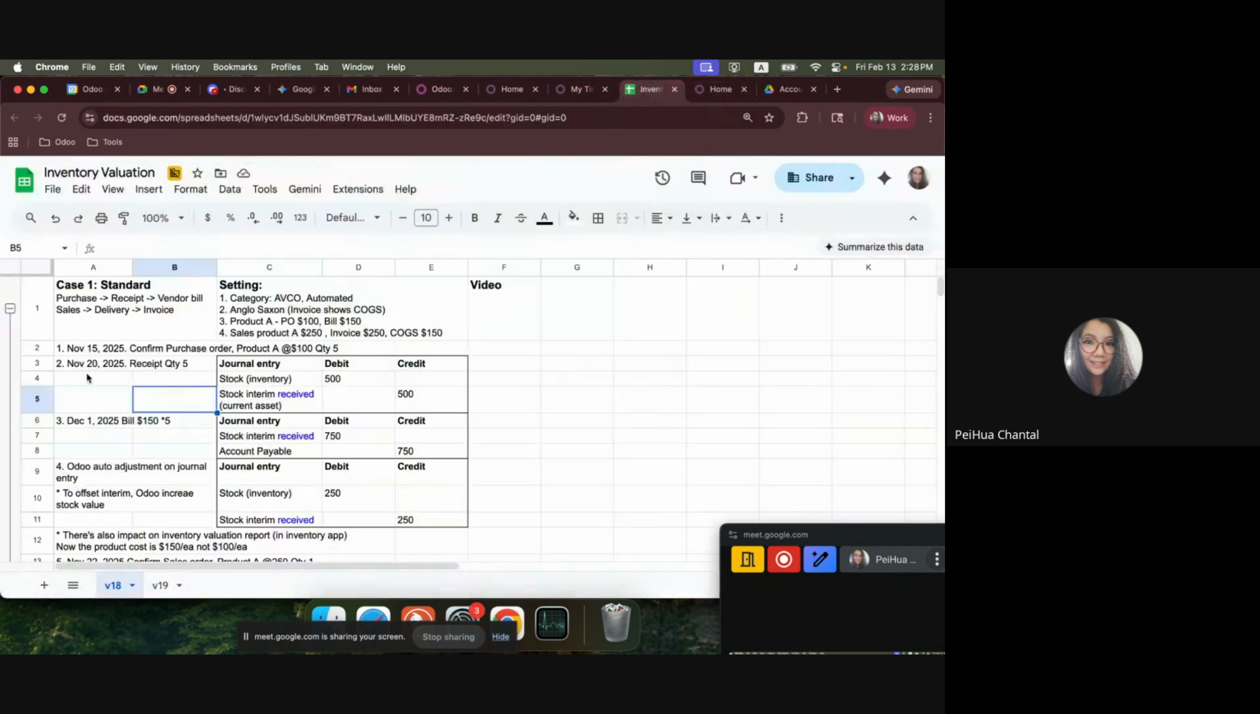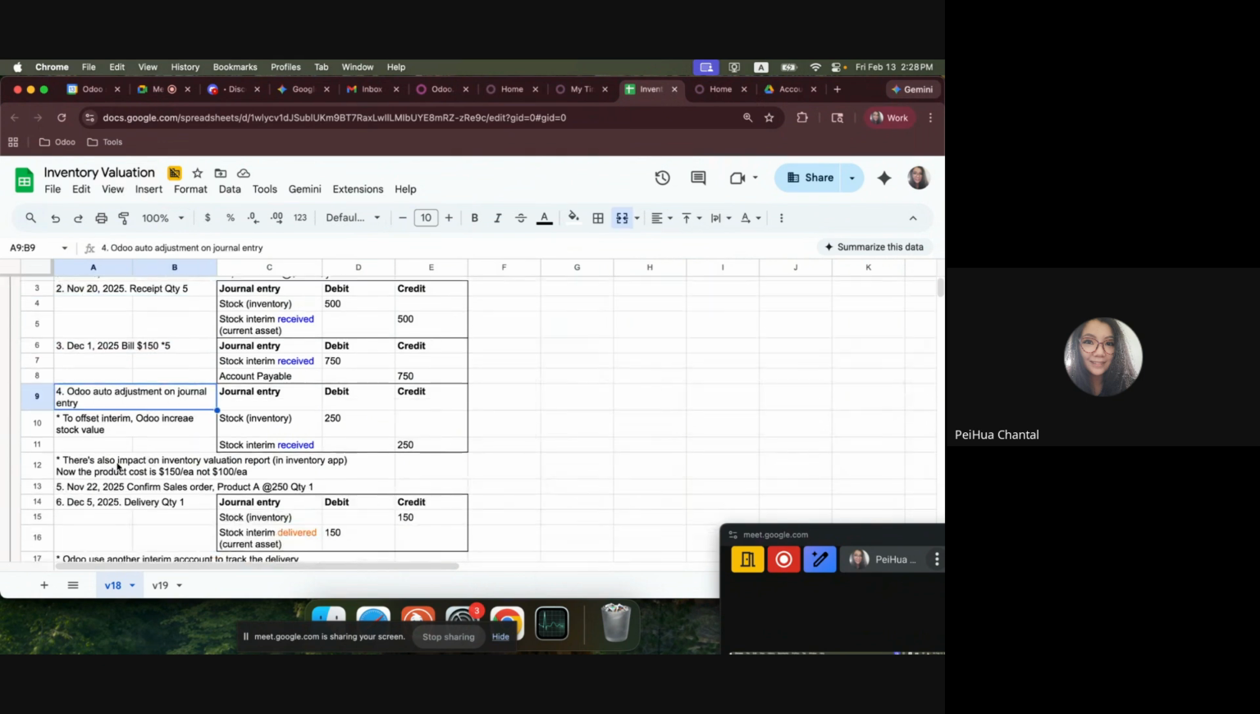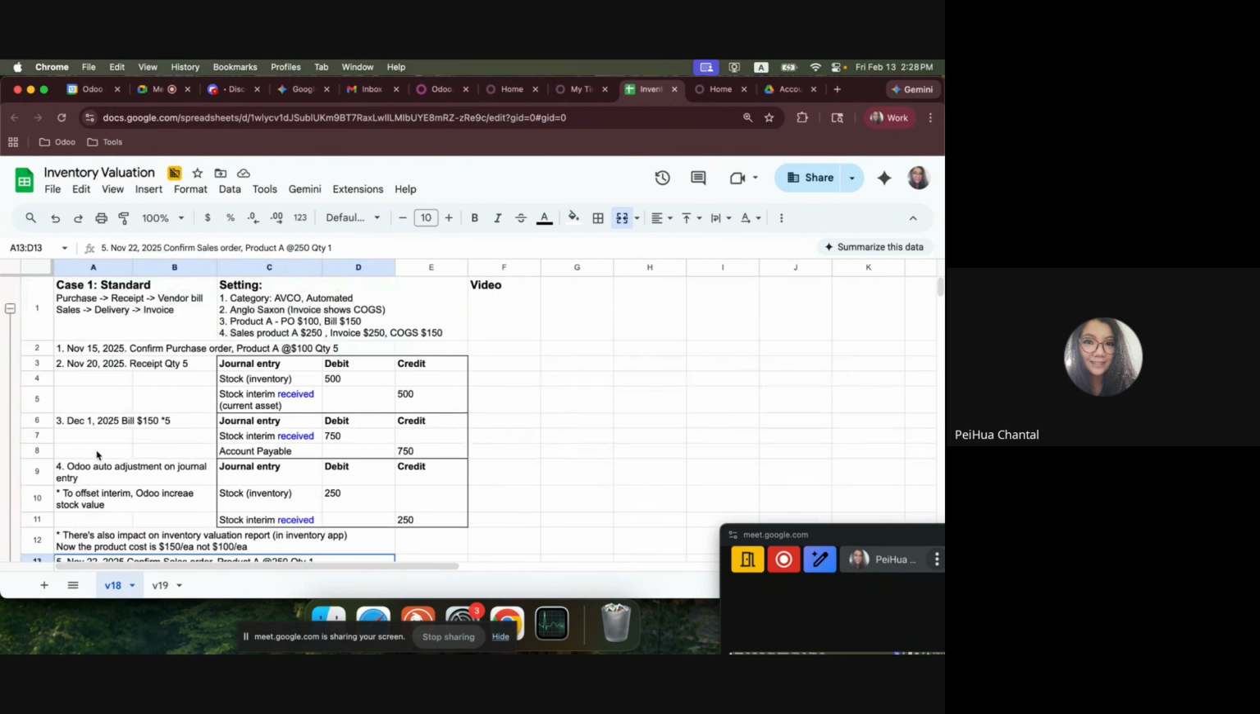Now let's go through the process. We're going to buy and we're going to receipt. Don't worry about the date, because the purchase order and the receipt cannot be backdated. Just know that there's a sequence. I did the purchase order, then receipt, then the bill, then Odoo adjusted, because the bill is a different price than the PO.